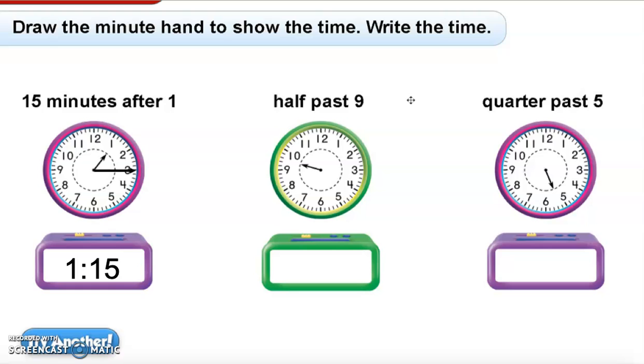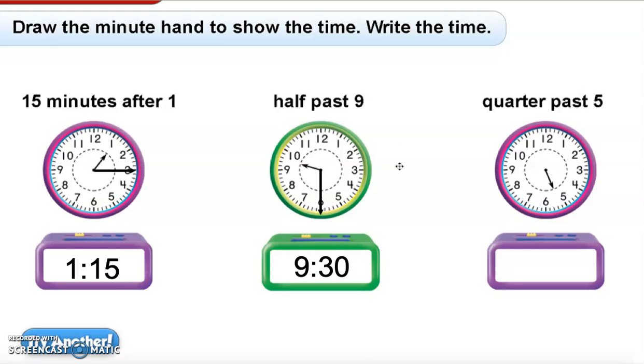9:30. So 9:30, remember, I want to make sure that my clock is almost like it's partitioned into a half, right? And so if I draw my minute hand down to the 6, then that means that half of the circle or half of the clock has already gone by. So now what I can do is count my minutes. I already know that the hour is 9, so let's count our minutes. 5, 10, 15, 20, 25, 30. So I know that this time is 9:30.